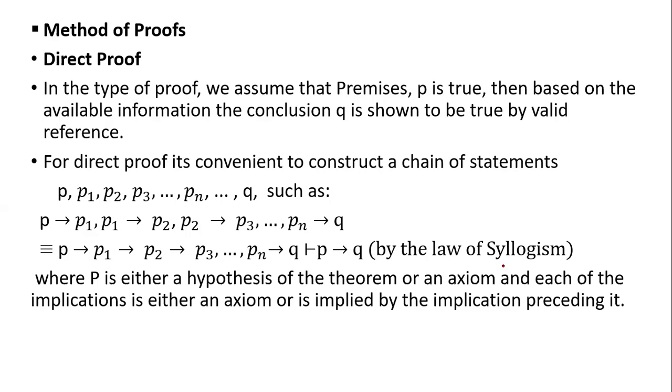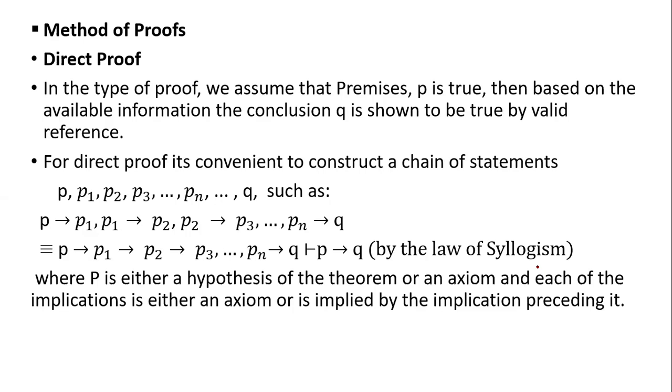So in this type of proof, we assume that the premise P is true. Then based on the available information, the conclusion is shown to be true by valid inference. So we assume that the premise is true. Then based upon the available information you have, you can also check if the conclusion is also true.